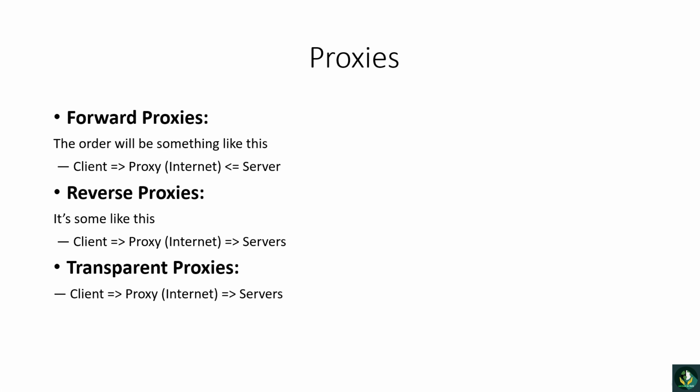Reverse proxy. This is used to hide the network architecture behind it and to distribute load traffic to the servers. The communication is made to the proxy instead of the servers, and then the same proxy will handle the request, and it's something like this, the order.